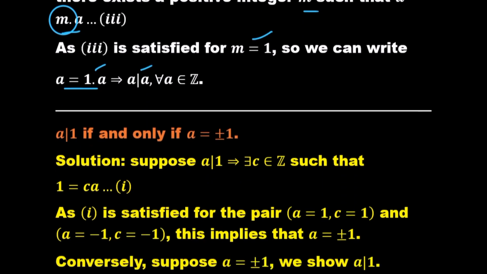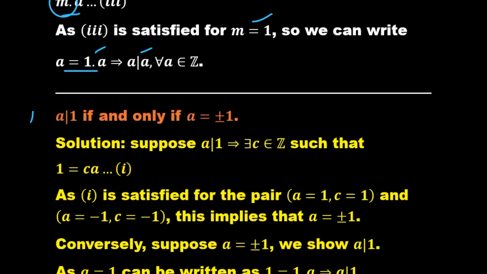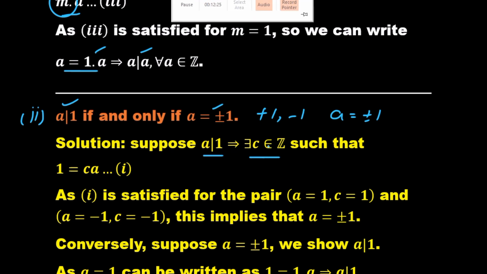Next, in the second part, a divides 1 if and only if a is equal to plus or minus 1. In other words, there are only two possible divisors of 1, plus 1 and minus 1. Suppose a divides 1, then we show that a is equal to plus or minus 1. Suppose a divides 1, this implies there exists an integer c such that 1 is equal to a times c. Here 1 is my dividend.